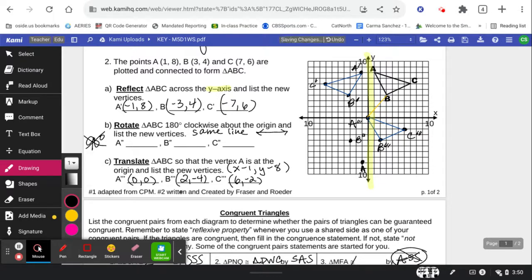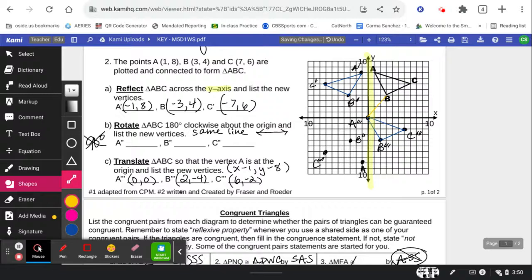And then point C is up 1, 2, 3, 4, 5, 6 over 7. So we continue that. So up 6 over 7, up 6 over 7, same slope. This is going to be your C double prime.